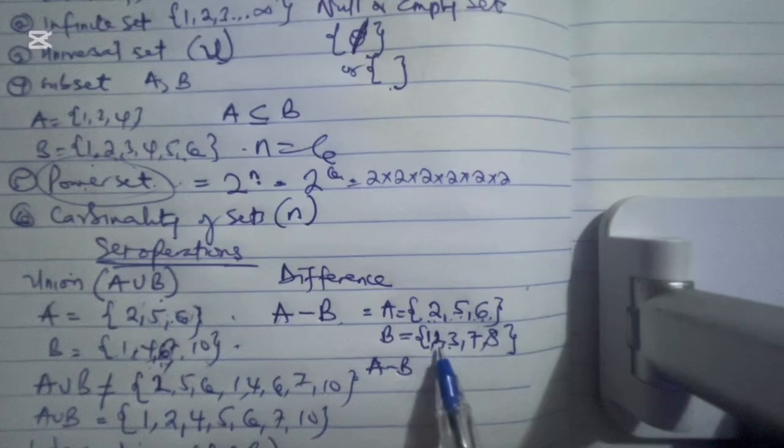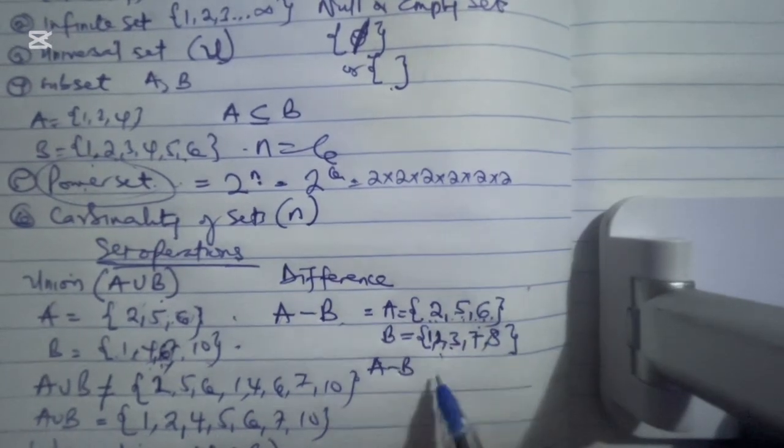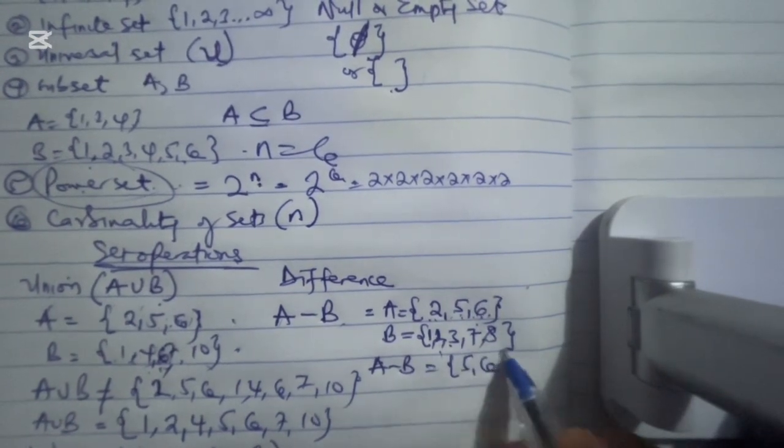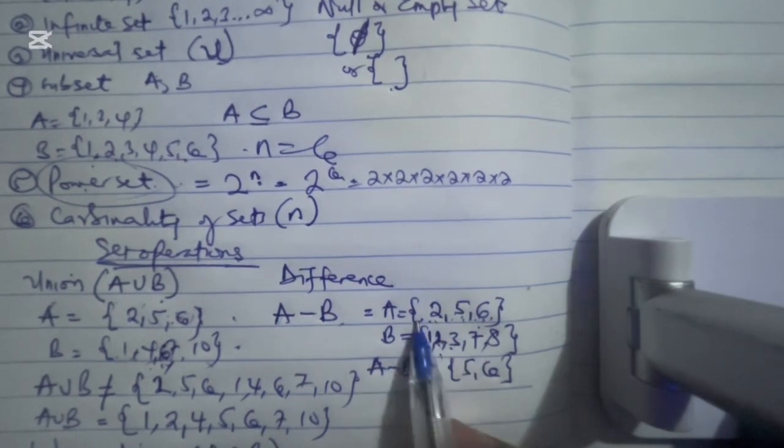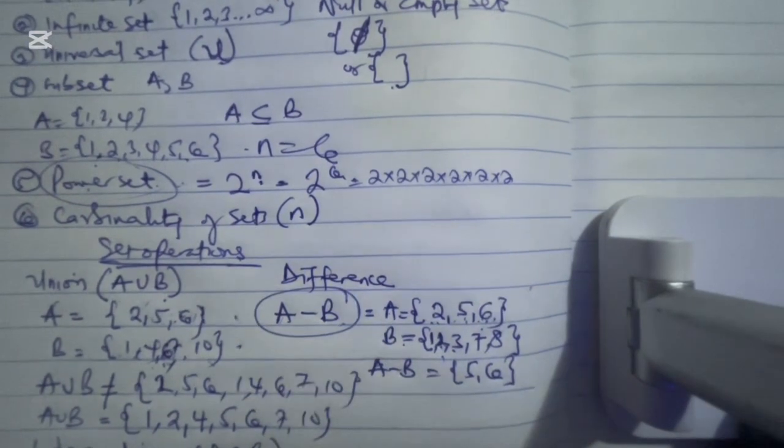Okay, which are the ones that are not in B? 5 and 6. So A minus B is 5 and 6 because 2 is in set B. So you cannot say 2 is not in set B. The elements that are in set A but not in set B is what shows the difference.